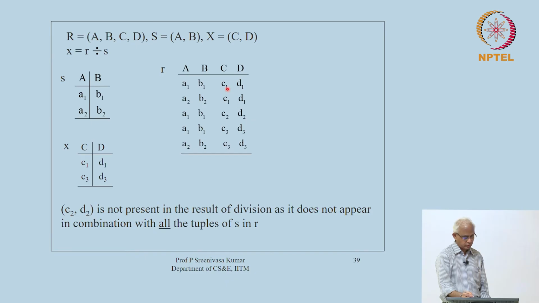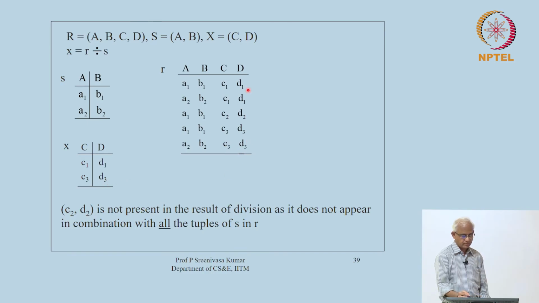Okay. So now we can see that C2 D2 does not have that property. C2 D2 combines with only A1 B1, but does not combine with A2 B2. Here A2 B2 C2 D2 does not exist in the data, whereas C1 D1 combines with both A1 B1 and A2 B2 and exists here, whereas C3 D3 also combines with A1 B1 and A2 B2 and exists here. Only C2 D2 does not have that property. So in the result we get only C1 D1 and C3 D3.